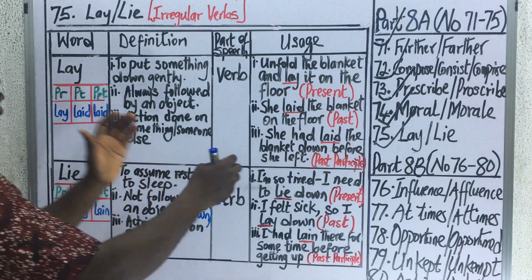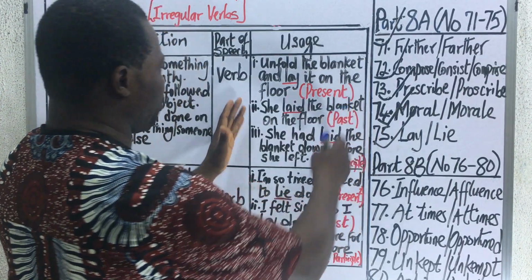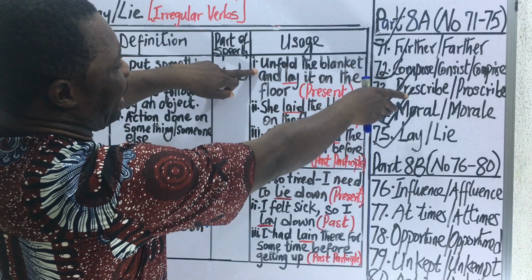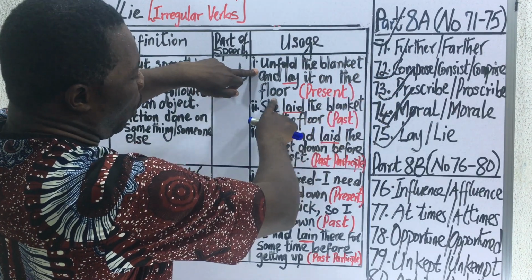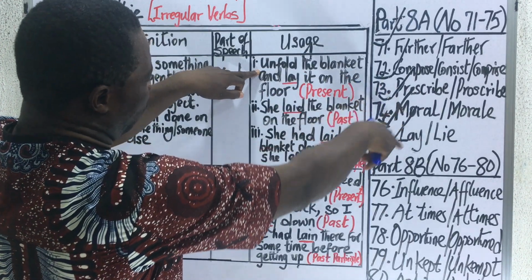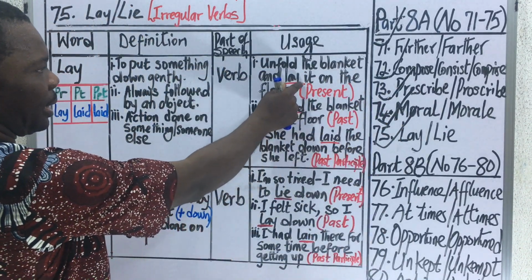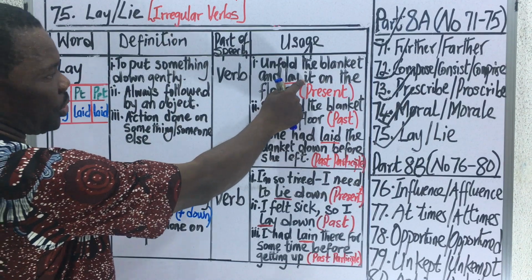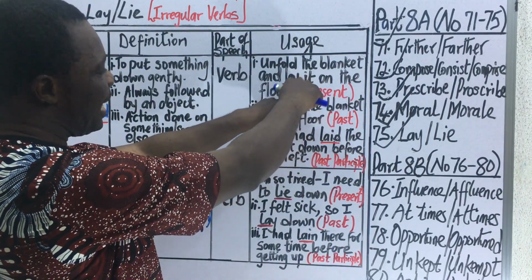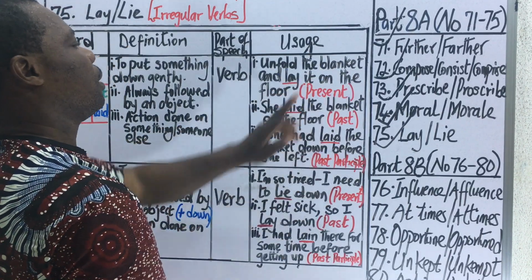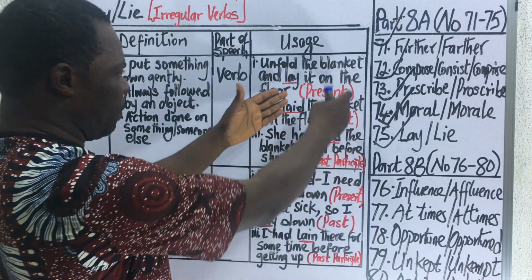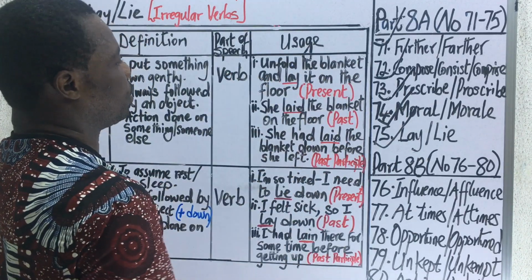So let's talk about the usage of the word in expressions. The first one, unfold the blanket and lay it on the floor. So you can see the way that lay is used in this expression. It is being followed by an object, it. Lay it on the floor. And this is used in the present. It is the present tense form of the word.